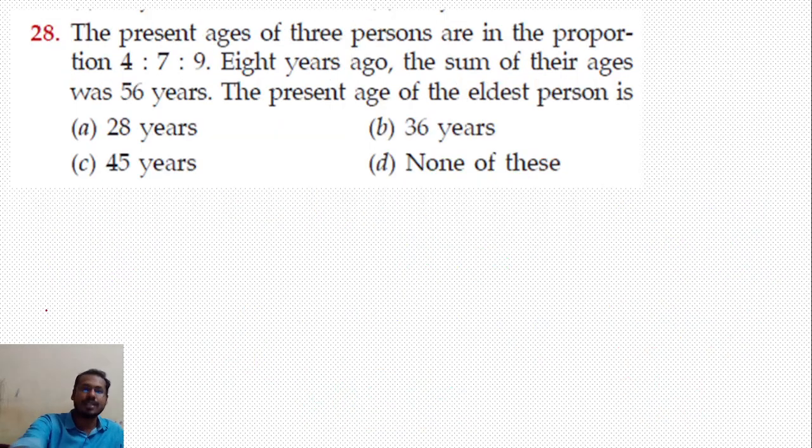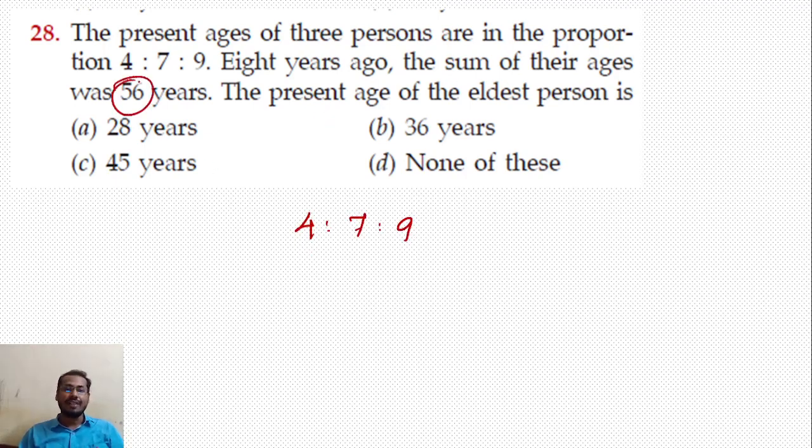And 28th question. The present ages of 3 persons are in the proportion 4:7:9. 8 years ago, the sum of their ages was 56 years. The present age of the eldest person is what? That's what the question is.